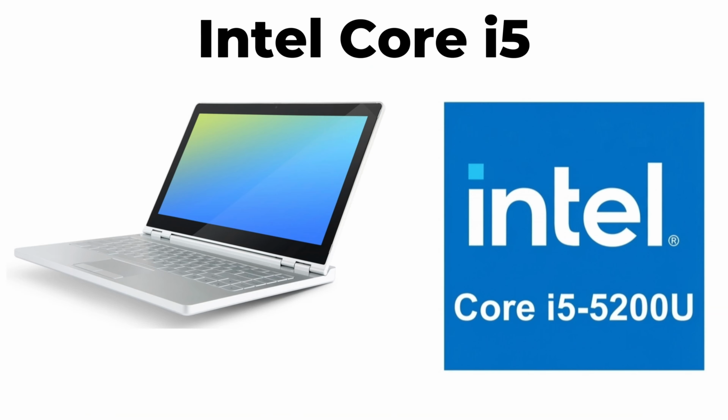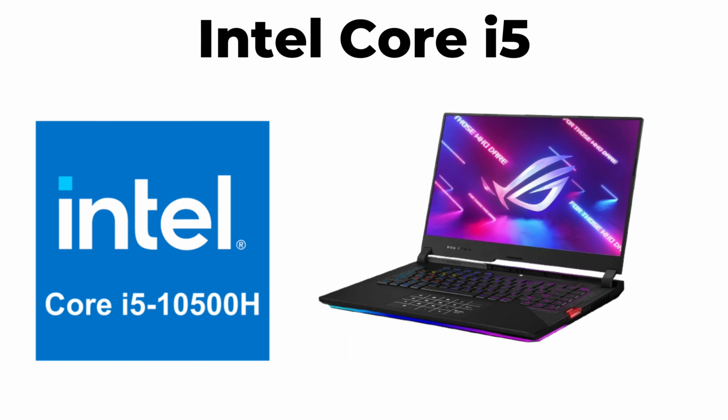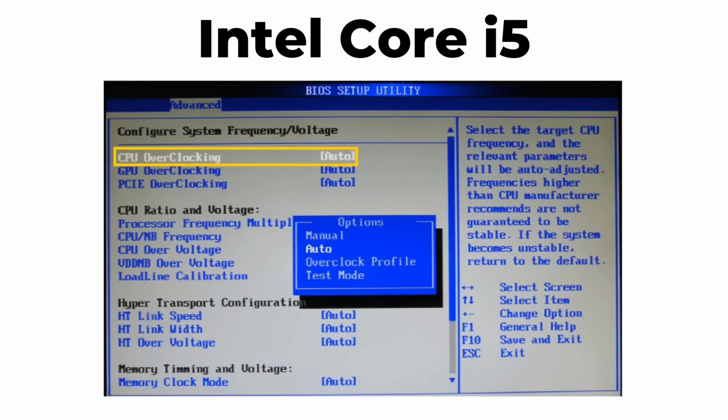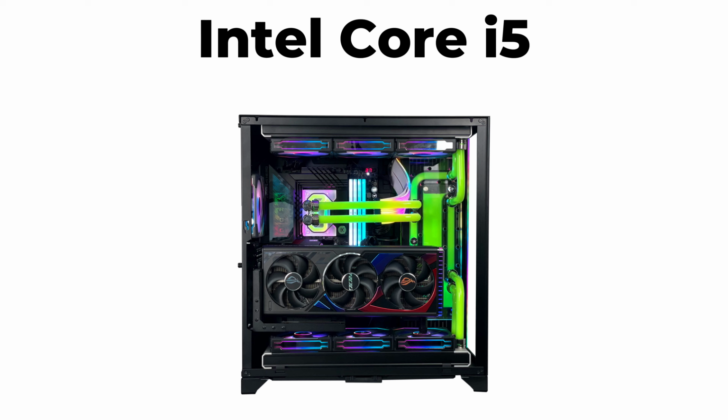For laptops, the U suffix is for everyday use, while the H suffix is for gaming laptops with higher performance but greater power consumption. On desktop, the K suffix means overclocking support, but it requires better cooling, such as liquid cooling.